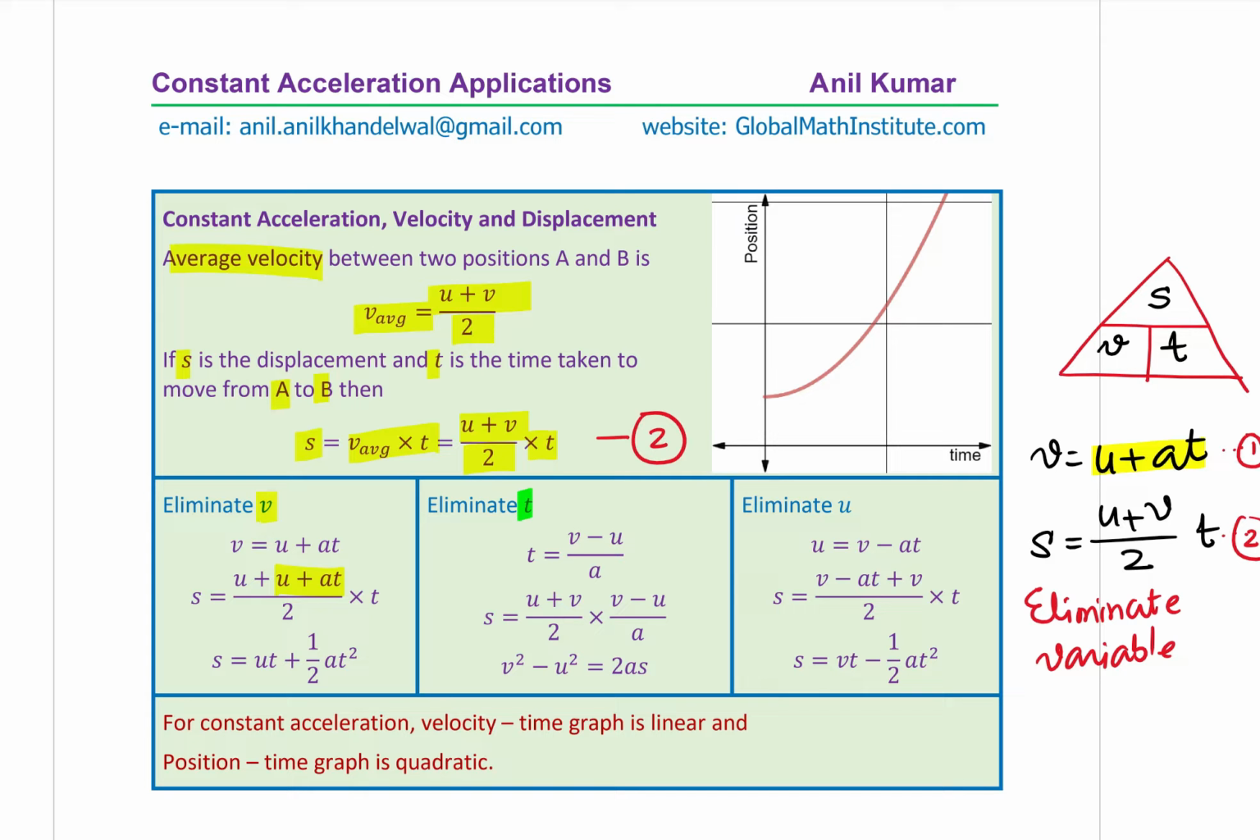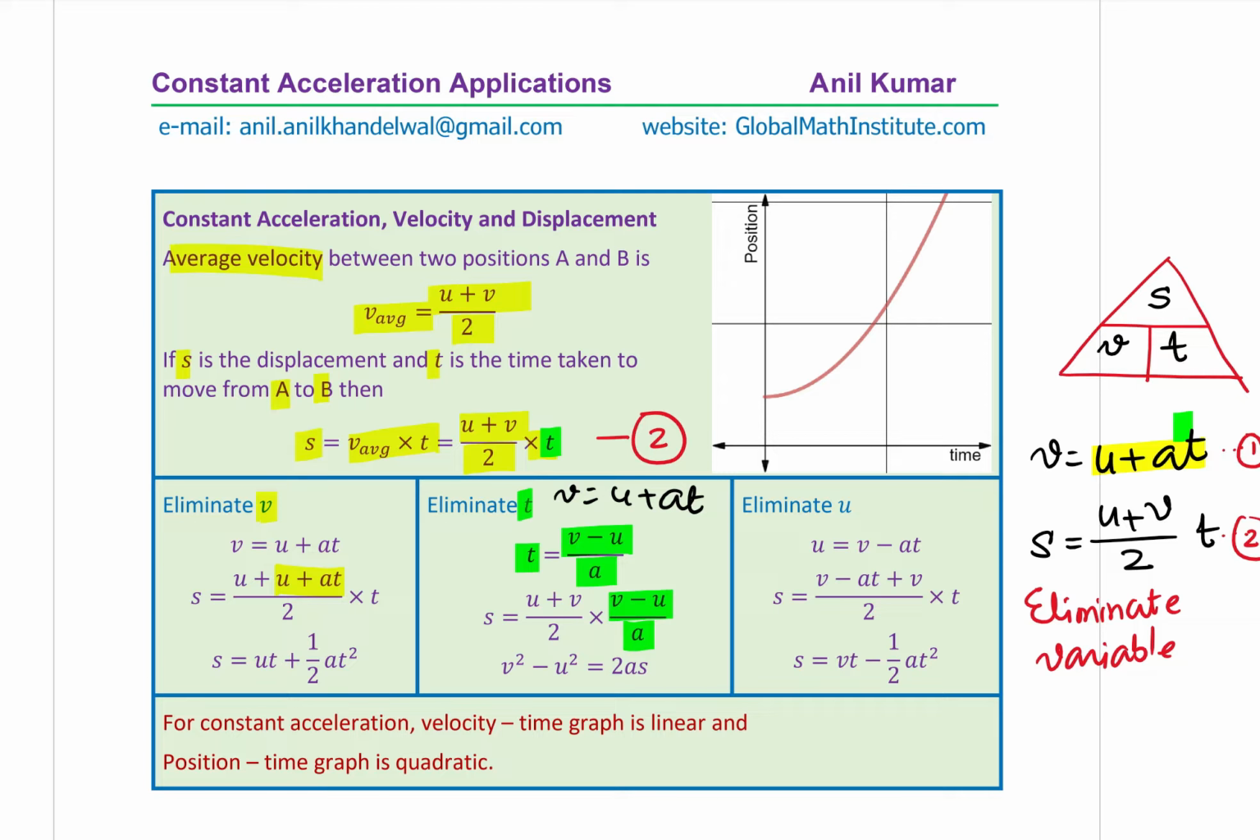Well, to eliminate time t, I will rearrange this particular formula and find what t is. So t will be equals to v minus u over a. Just rearrange the formula, right? So we get this from the original formula, which is v equals to u plus at. So let's rearrange this. We'll take away u from v and then divide by a. Then we are going to substitute this value of t in s equals to u plus v over 2. So that value of t has now been replaced by v minus u over a.